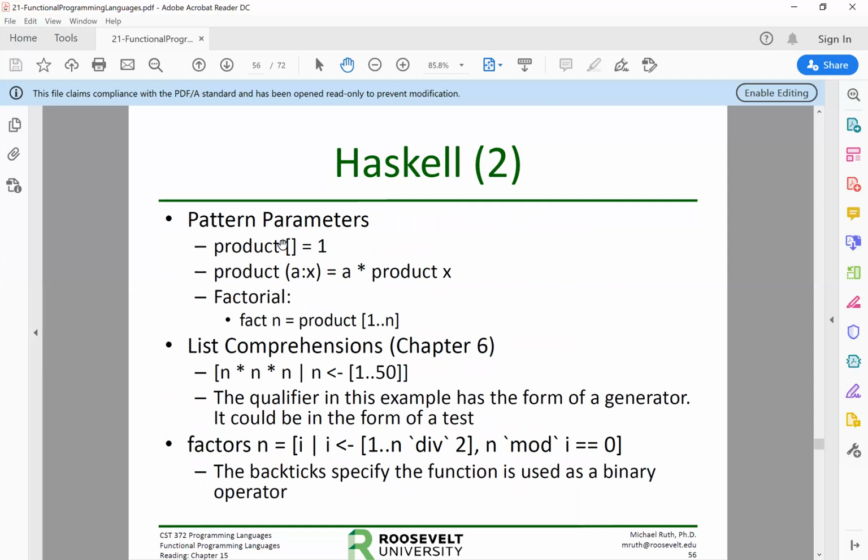Pattern parameters: product with an empty list is 0. Product A colon X equals A times product X. And factorial, we can also do fact n equals product 1 to n.